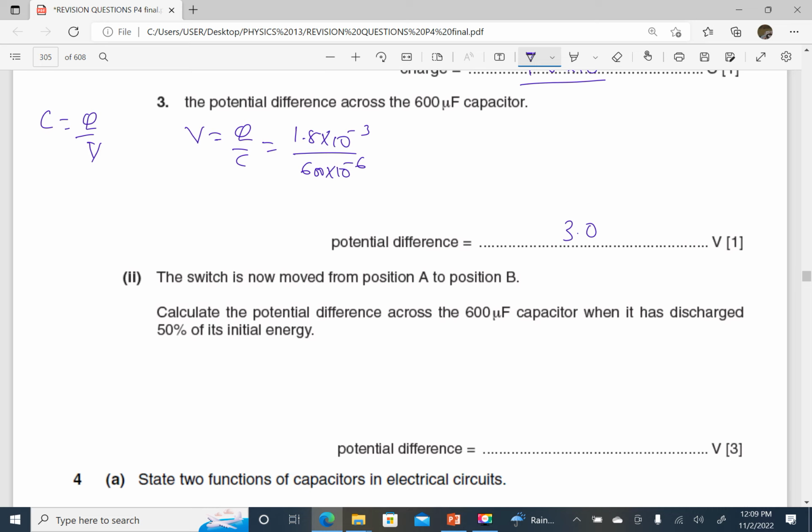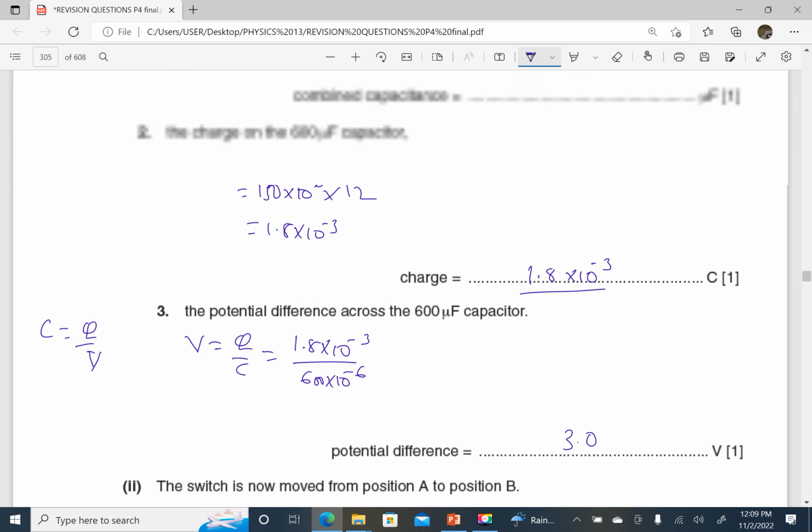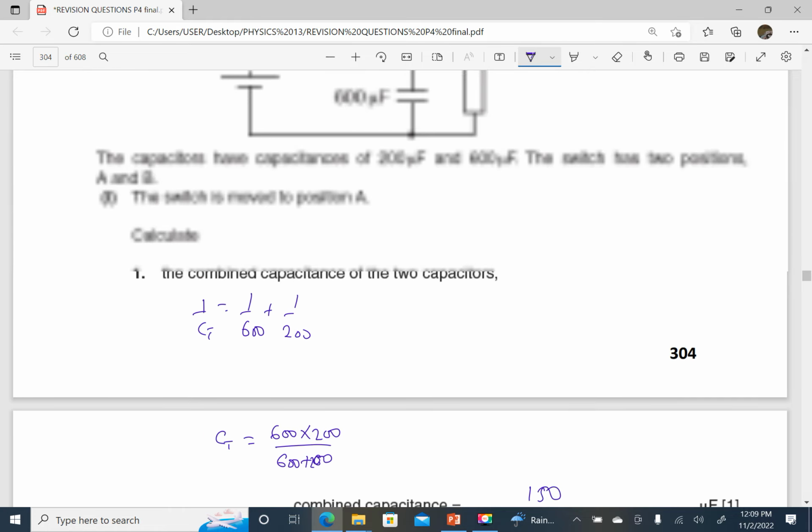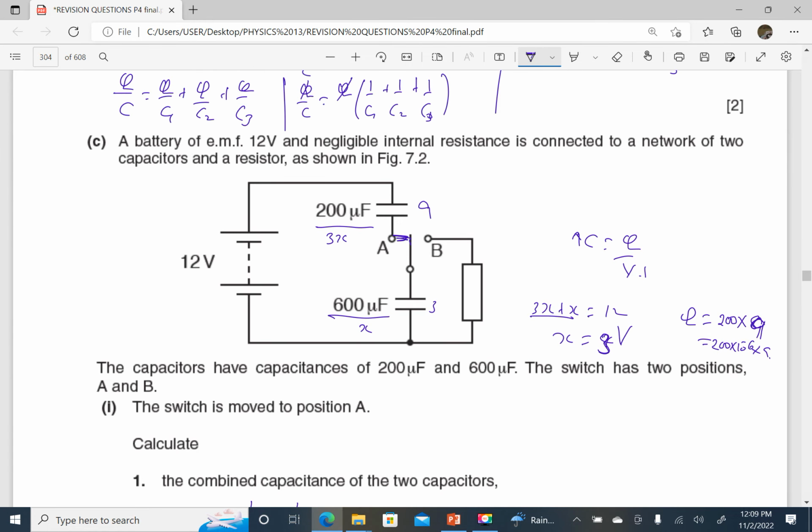The switch is now moved from position A to position B. Let's see what happens at position B. If it is moved from position A to position B, it means the capacitor of 600 microfarads must now discharge. It must now discharge into the load, into the resistor. Okay?